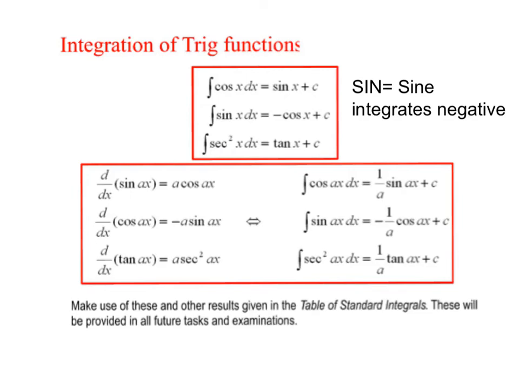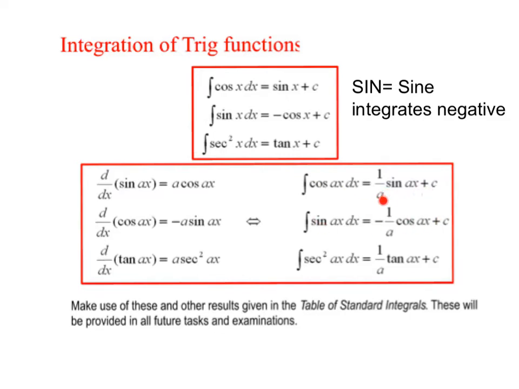Alright, so integration of trig functions. We've already covered differentiating trig functions, and we went through these rules in the last lesson, and I gave you in class today the table of standard integrals, which has these three integrals on them. So you can use them to either go backwards to differentiate. The derivative of sine is cos, the derivative of cos is negative sine, the derivative of tan is sec squared, or you can use them to integrate here, going from left to right.